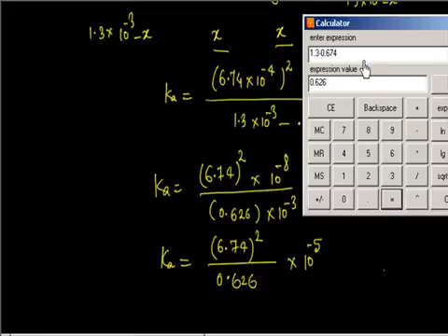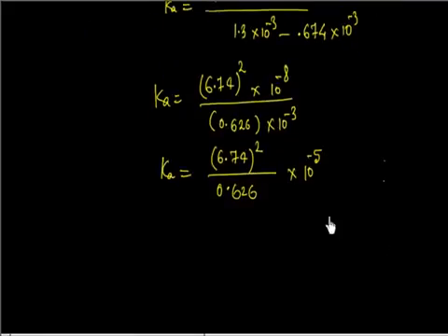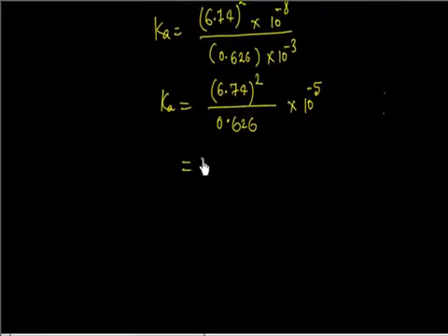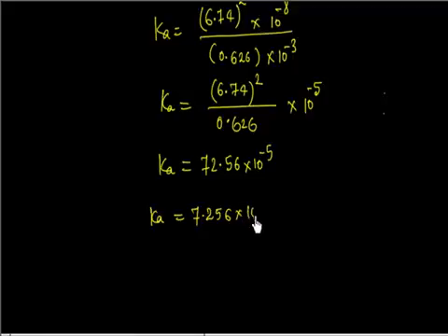Let us calculate: 6.74 squared, then divided by 0.626. This value is 72.56, so 72.56 into 10 to the power minus 5. This is my K value. So K is 7.256 into 10 to the power minus 4.